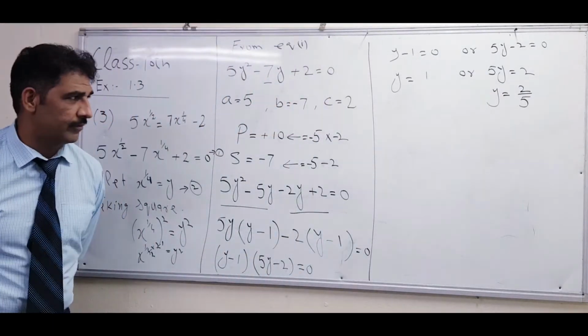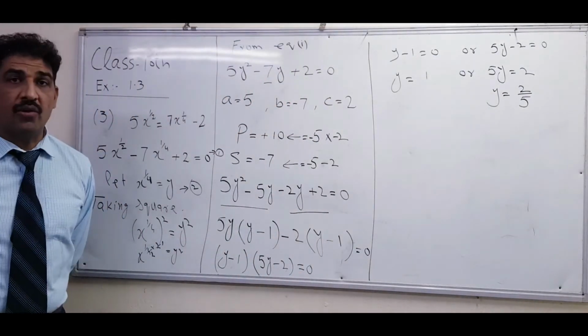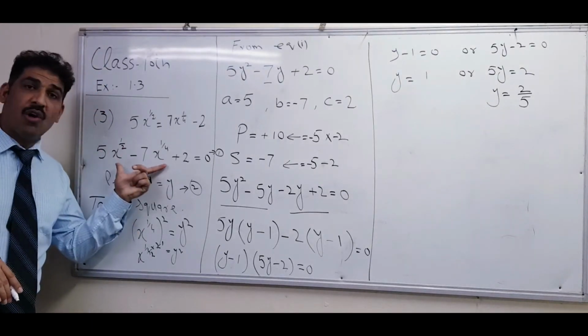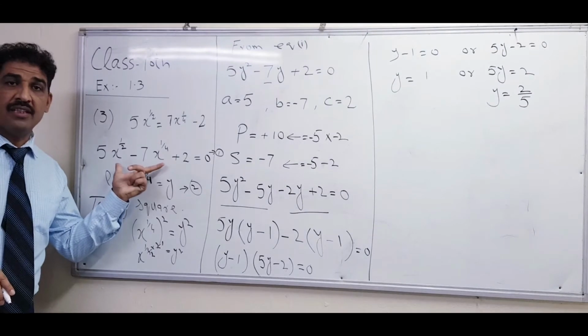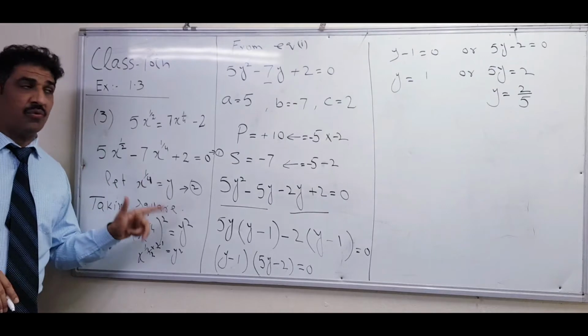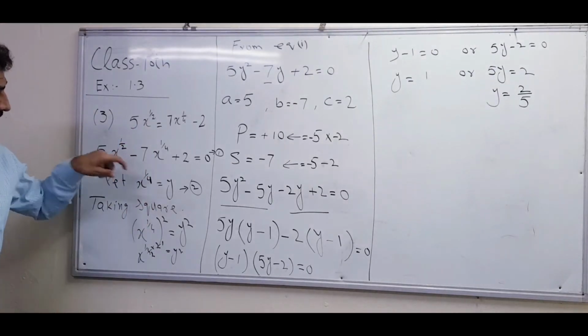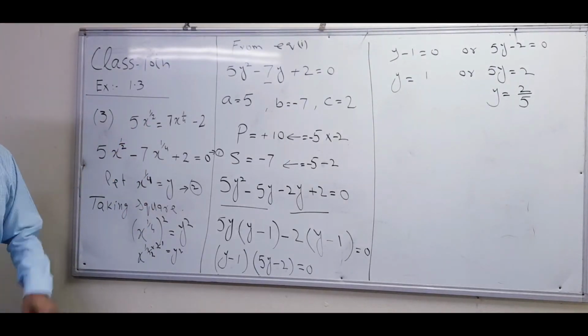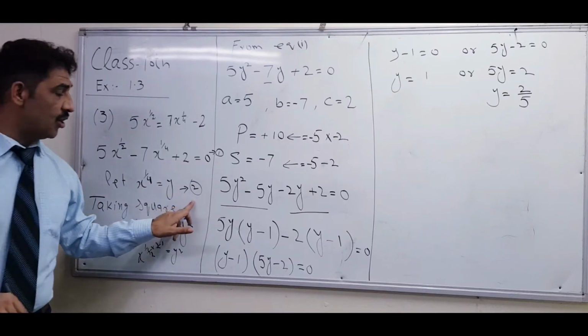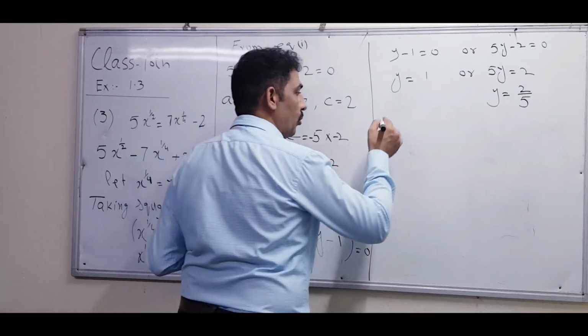Is it our answer? Are we finished? No. Good. Why? Because our actual question is in the form of x. So we shifted into y. Now we have shifted into y, and again we have to convert back to the form of x. So now you have to write from equation 2, or put the value of y from equation 2.